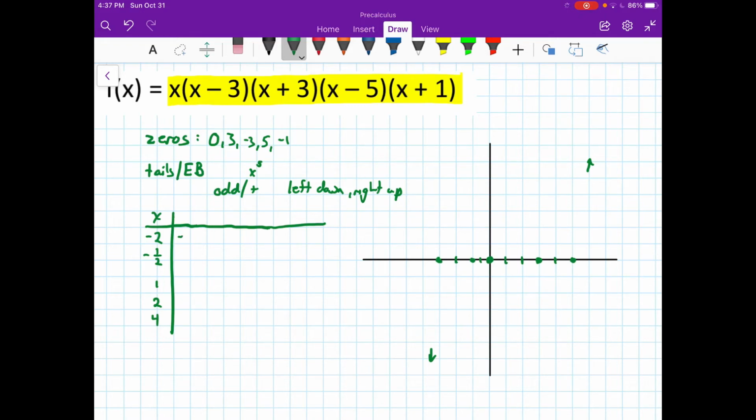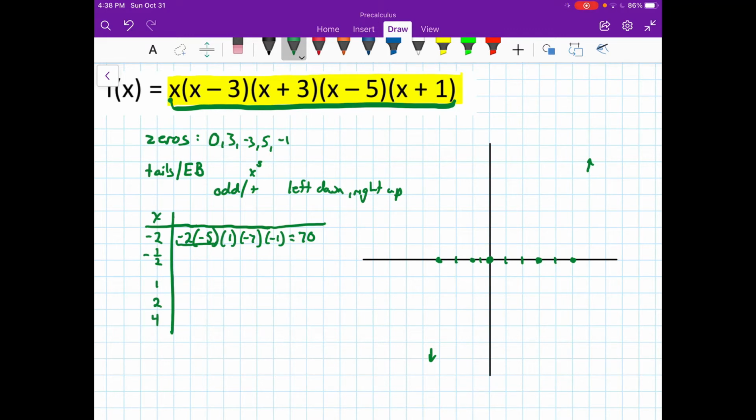So plugging in -2, we have -2 in for x, and then -2 minus 3 is -5. -2 plus 3 is 1. -2 minus 5 is -7. And -2 plus 1 is -1. So I just put -2 in for x there and worked through solving that. So this is going to be 10 times 7, which is 70.